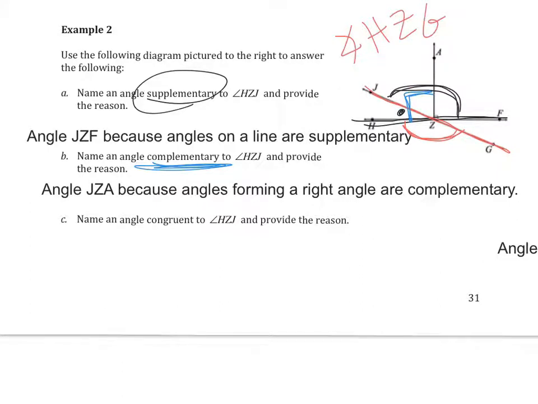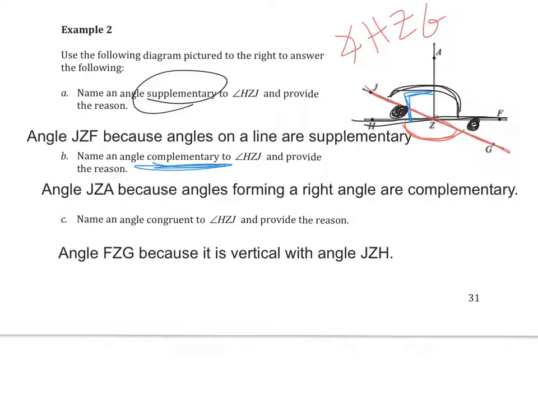And then the last example, name an angle congruent to HZJ. We're looking for vertical angles. If you look carefully, this angle right here is the one that's vertical with this one. These two are vertical, so the correct answer is angle FZG because it is vertical with angle JZH. Okay, I'm going to move on to the next page.